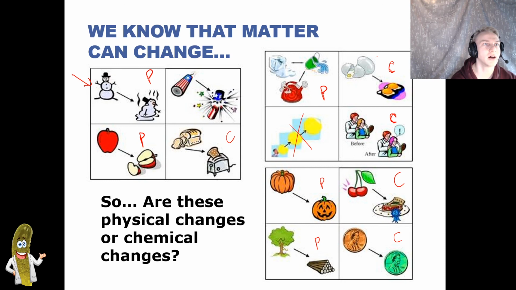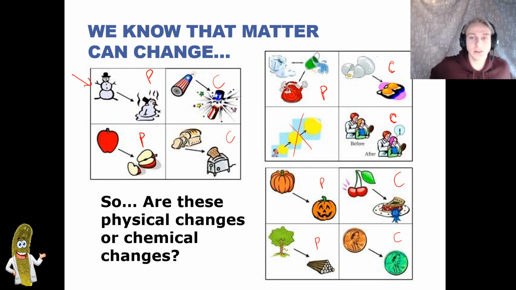Who haven't I picked on yet? I haven't picked on Olivia. OJ. What's this one here? The firework going off. Physical or chemical change? Chemical. Atta girl. Yeah, that one would be a chemical change as well.